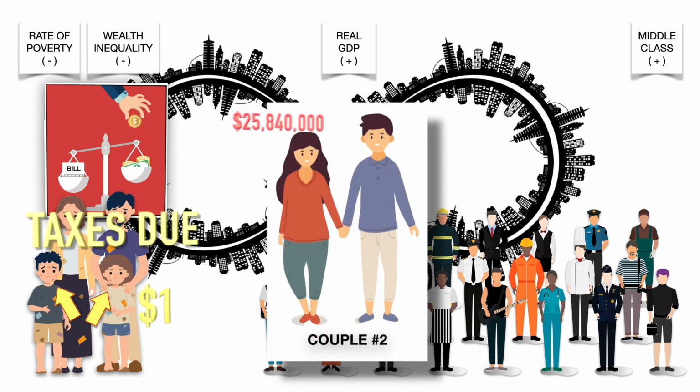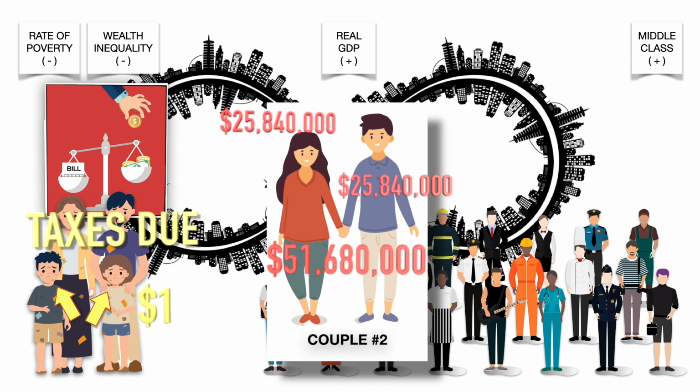But if couple 2 inherited $25,840,000 from each set of parents, or $51,680,000 total in 2023, they wouldn't owe a single dollar of federal estate tax, because that's how our federal payroll and federal estate tax codes work. You just didn't know that either.